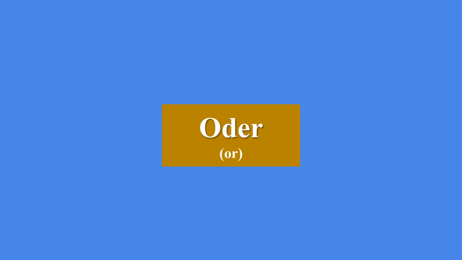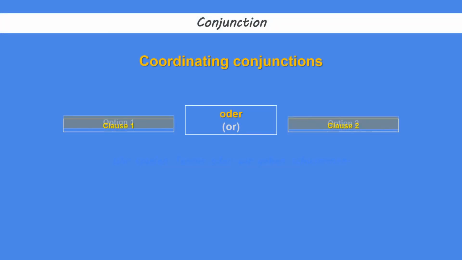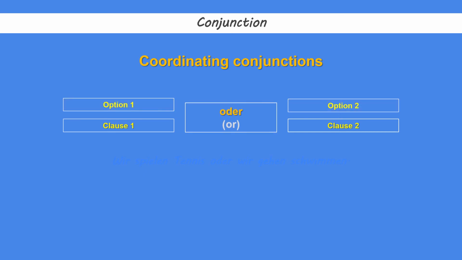Oder. Is as in English, or. It is to give two or more options. Please note that there is no comma before the conjunction. Oder.